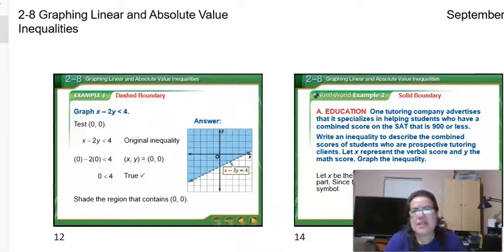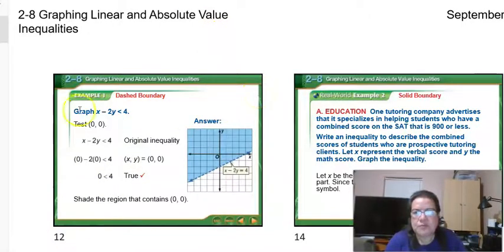So now let's go on to the next step. In section 2.8, we see how to graph linear and absolute value inequalities. So before we were doing equations, now it's inequalities. So we're going to be dealing with greater than, less than, or equal to, and so on. All right, so let's go ahead and look at your slides.